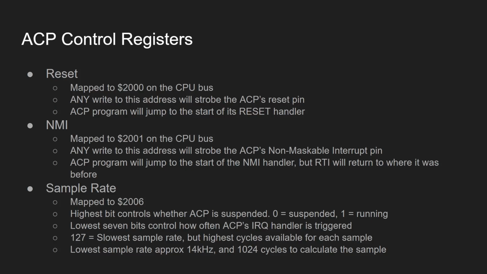The highest bit of the sample rate register is connected to the ACP's ready bit. Setting it to 0 will put the ACP into a wait state, thereby suspending its operation. This should be done while initializing the ACP's program to prevent unpredictable behavior.